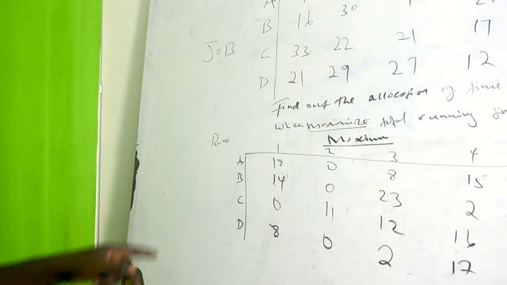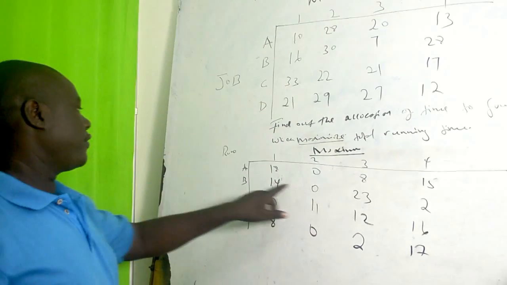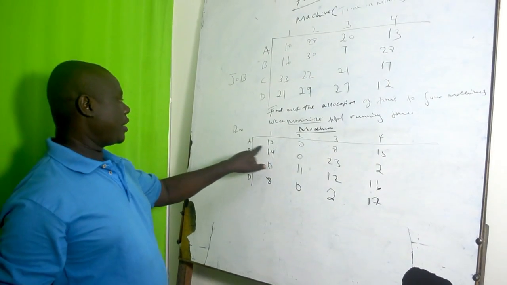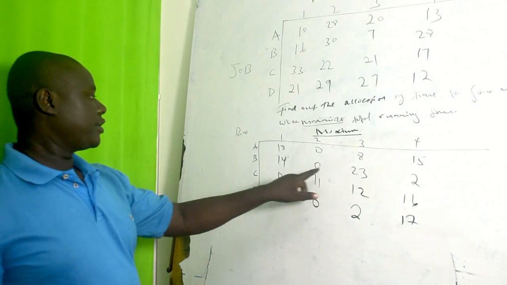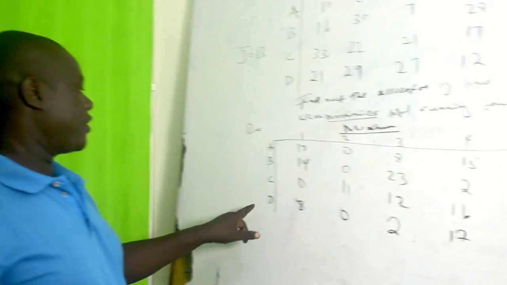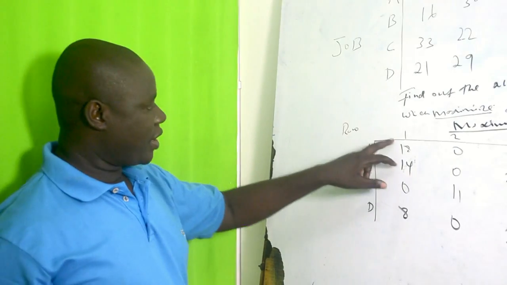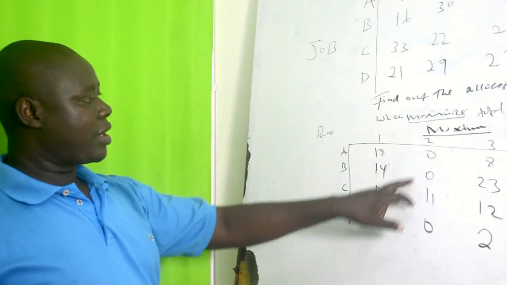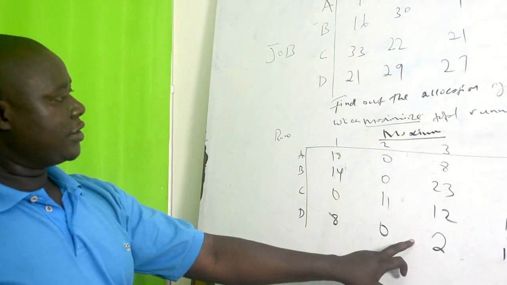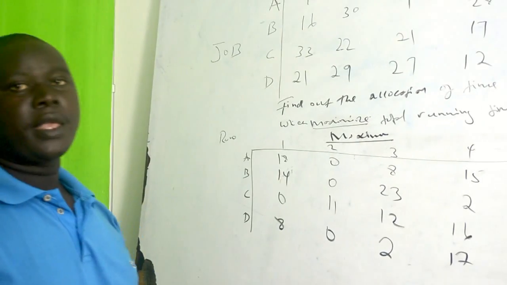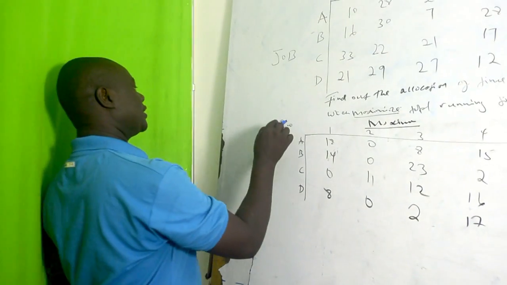Now you look at the rows, to see if you have 0 in every row. Row 1 we have 0 here. Row 2 we have 0 here. Row 3 we have 0 here. Row 4 we have 0 here. What about the columns? Here we have 0, which is correct. Here we have 0. Here we don't have 0. Here we don't have 0. Now, step 2. This is step 1.